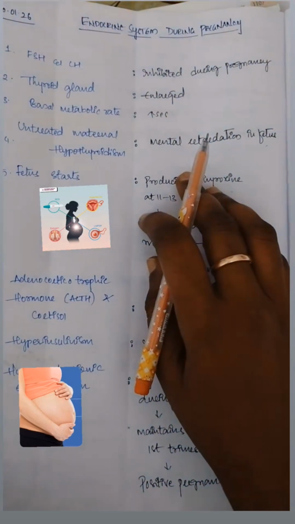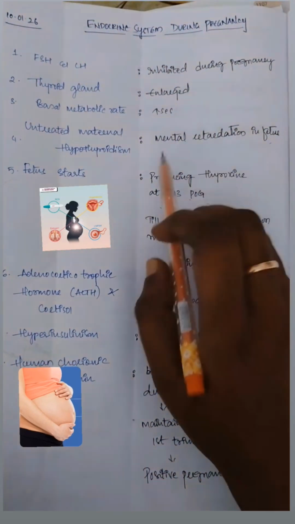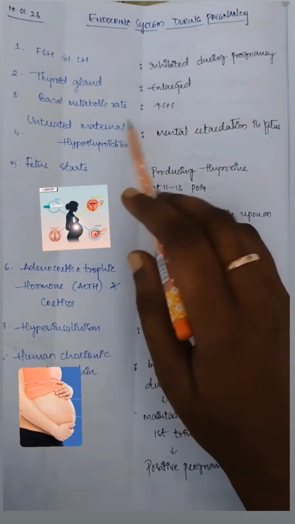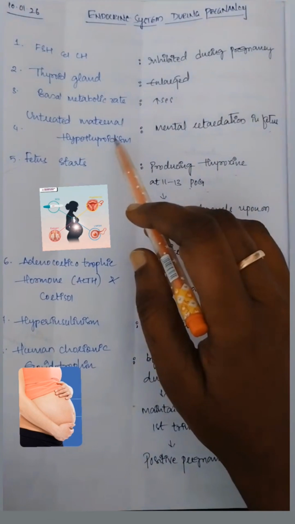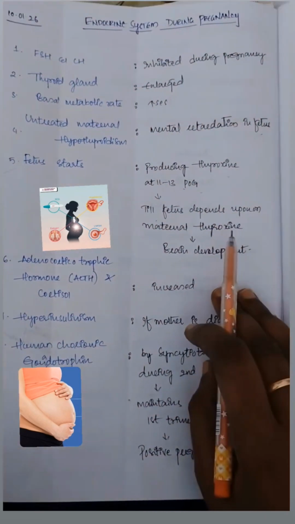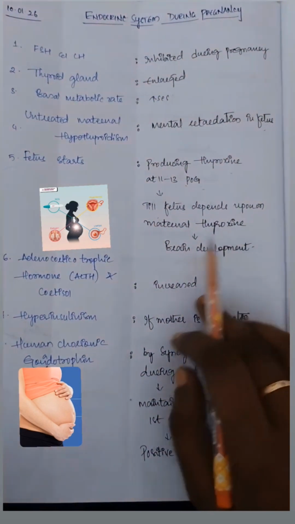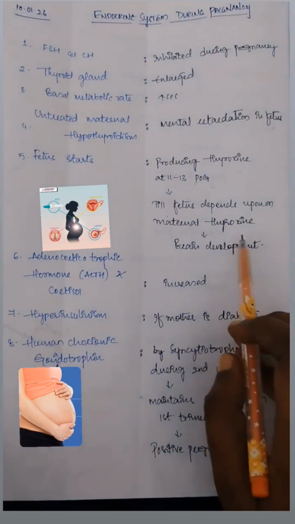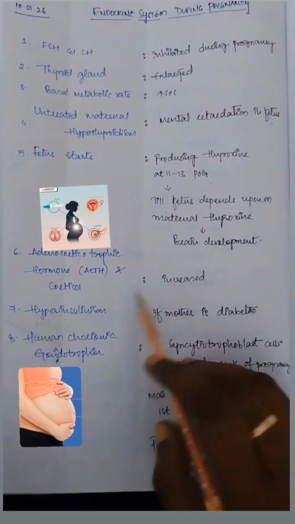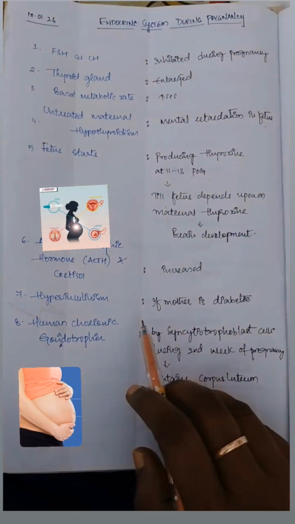Endocrine system changes during pregnancy. Follicle stimulating and luteinizing hormones are inhibited during pregnancy. The thyroid gland enlarges. Basal metabolic rate increases. Untreated maternal hypothyroidism leads to mental retardation in the fetus. The fetus starts producing thyroxine at 11 to 13 weeks of gestation; until then the fetus depends upon maternal thyroxine. Adrenocorticotropic hormone and cortisol increase. Hyperinsulinism occurs if the mother is diabetic.